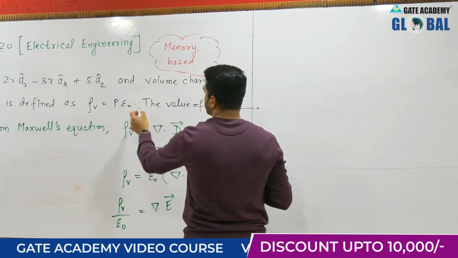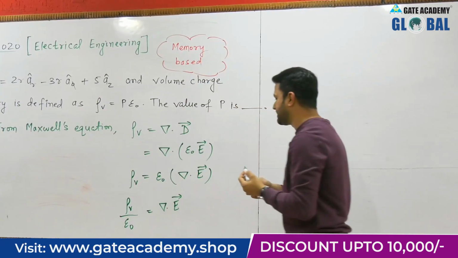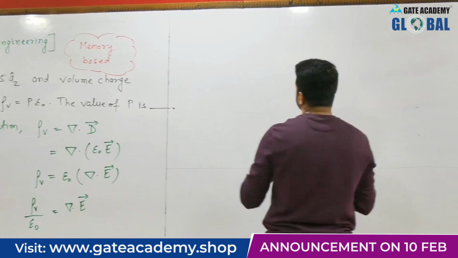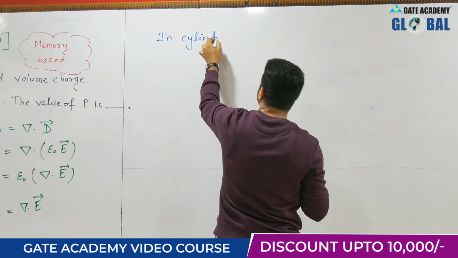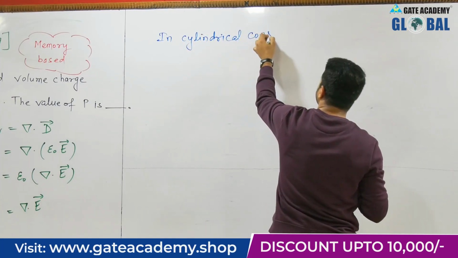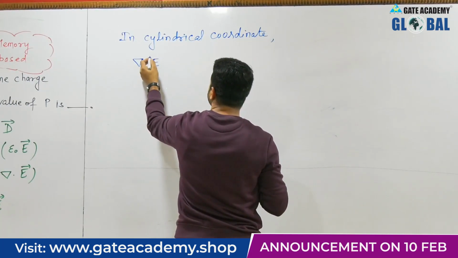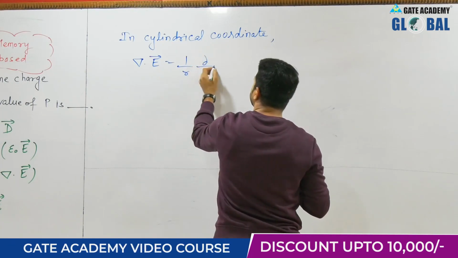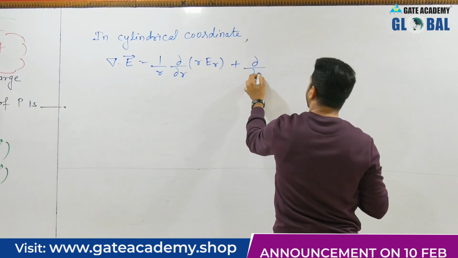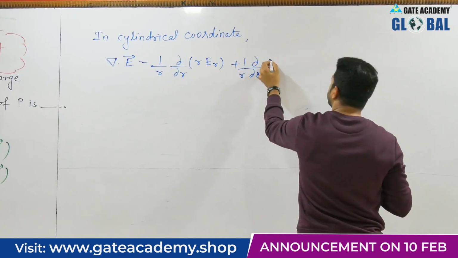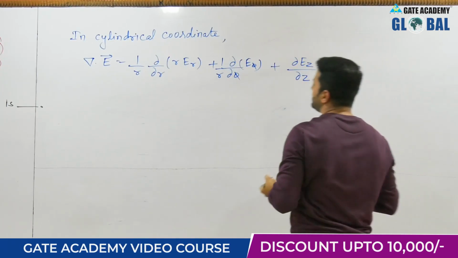We have to find the value of P, and P is nothing but rho_v divided by epsilon naught. That means we only have to calculate the divergence of E. Remember that this electric field is given in the cylindrical coordinate system. So in cylindrical coordinates, the divergence of E is 1 by r del upon del r of (r E_r), plus 1 by r del E_phi upon del phi, plus del E_z divided by del z.